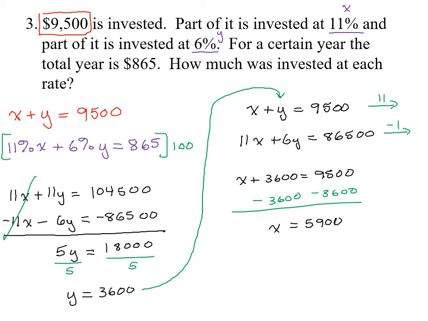Now, I let the x be the amount at the 11%, and the y be the amount at the 6%. So I'd have so many dollars at 11%, and then so many dollars at 6%. So the 11% goes with the x, because that's what I just let the x be. So the 5,900 goes in the first blank, and then the 3,600 would go in the second blank. I made the blanks kind of small, didn't I?